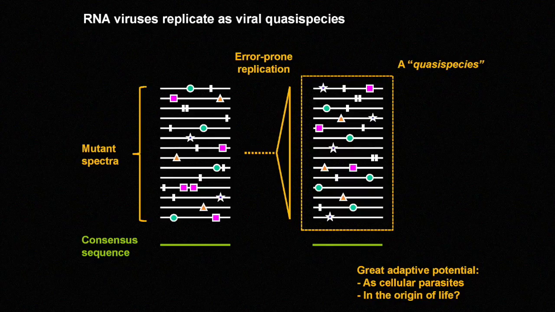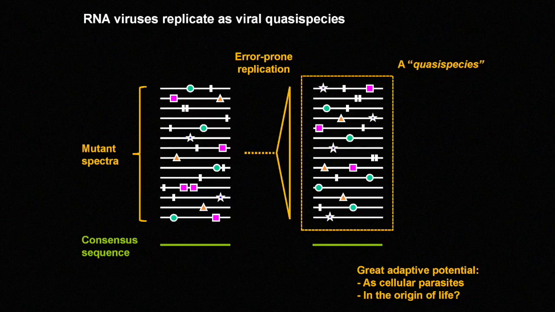And populations of this kind, I'm not saying that viruses predated cellular life, but populations of this kind could have been relevant for the origin of life. If we had heterogeneous populations of RNA evolving, that could be very good for adaptation to changing environments.